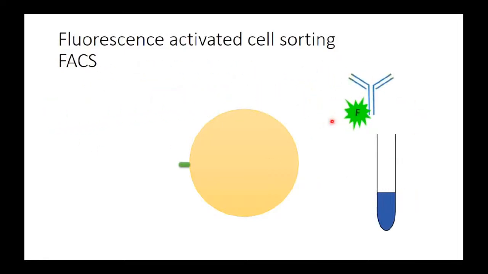When the antibody is added to the cells, this antibody is going to bind specifically to the protein of my interest, and then I will have labeled cells. So the cells who are expressing the protein will be labeled with this fluorophore.